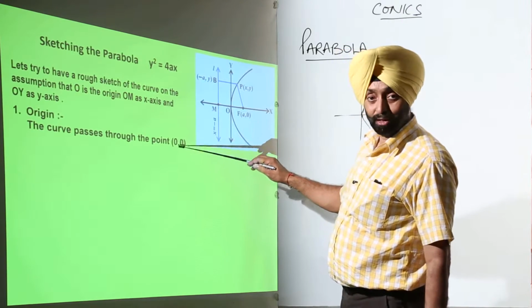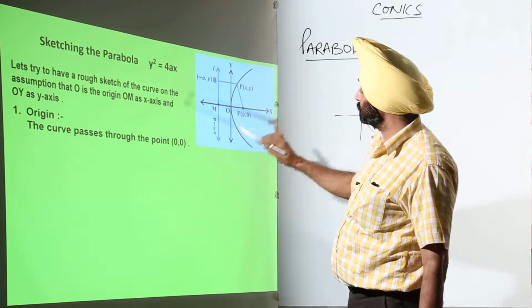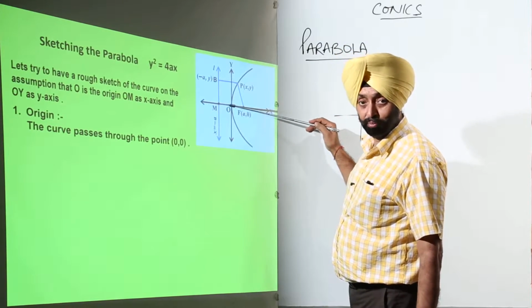Why have I written this right in the beginning? Because we have assumed this part. Okay, so this is the origin. It means this is the first point for the parabola.